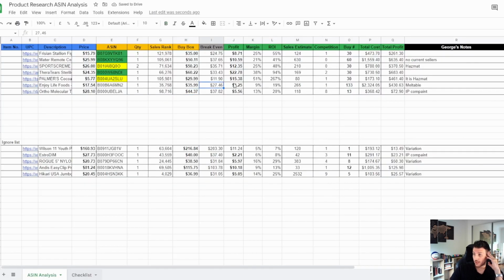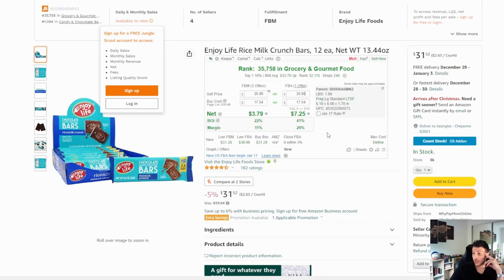$7.25 worth of profit. So that's changed the numbers quite a bit. So we automatically have 20% margin, 41% ROI. So it doesn't look too bad.